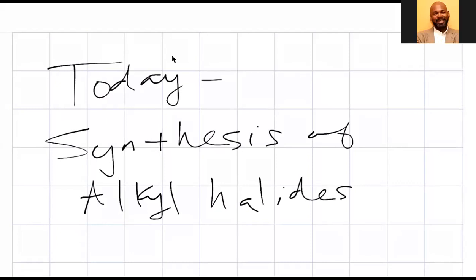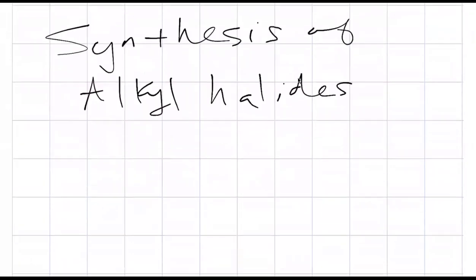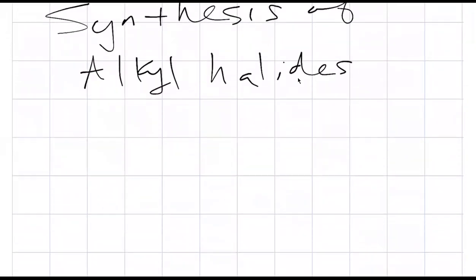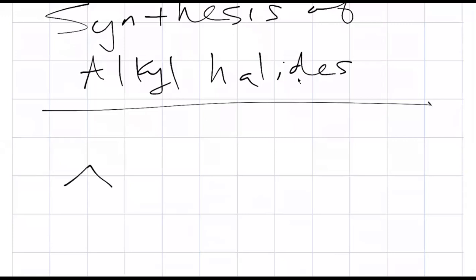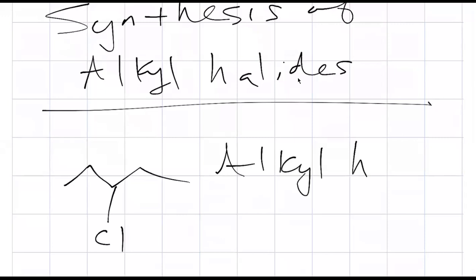All right. So today we're going to begin the section dealing with the synthesis of alkyl halides, right? And if you remember from part one, let me just give you an example. An alkyl halide is just a molecule that has an alkyl chain and a halogen somewhere in it as a functional group.